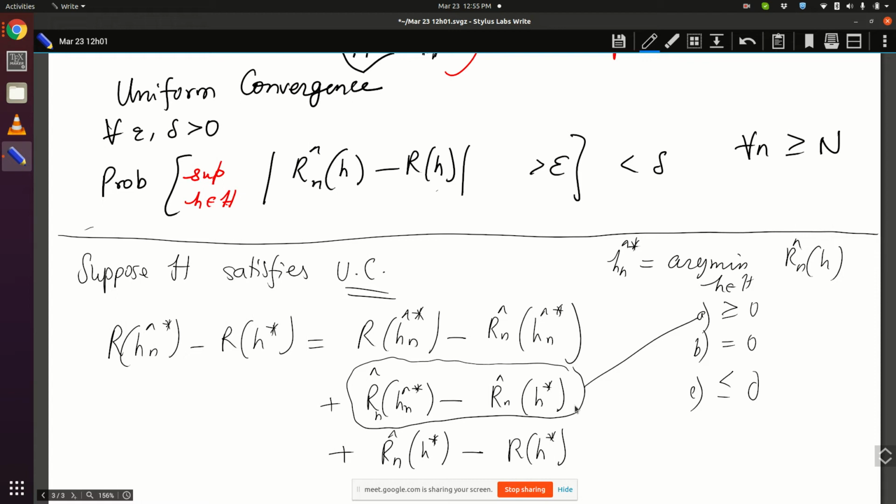The empirical risk might be greater for the H star classifier, so it will be less than or equal to 0. Yes, okay, so empirical risk. See, Karthik, do you understand? So this is the best you can do, right?